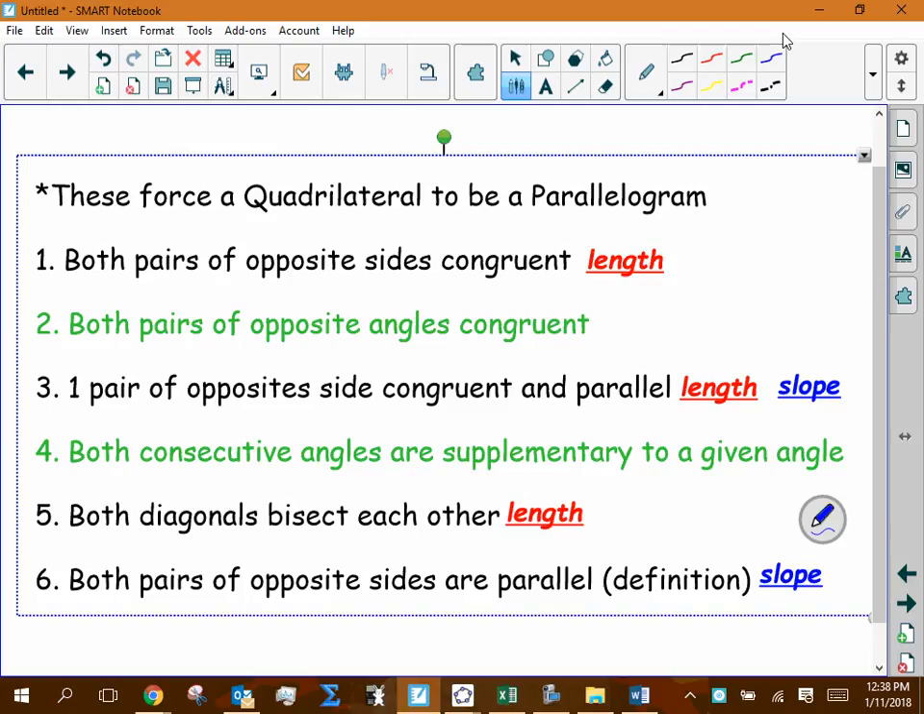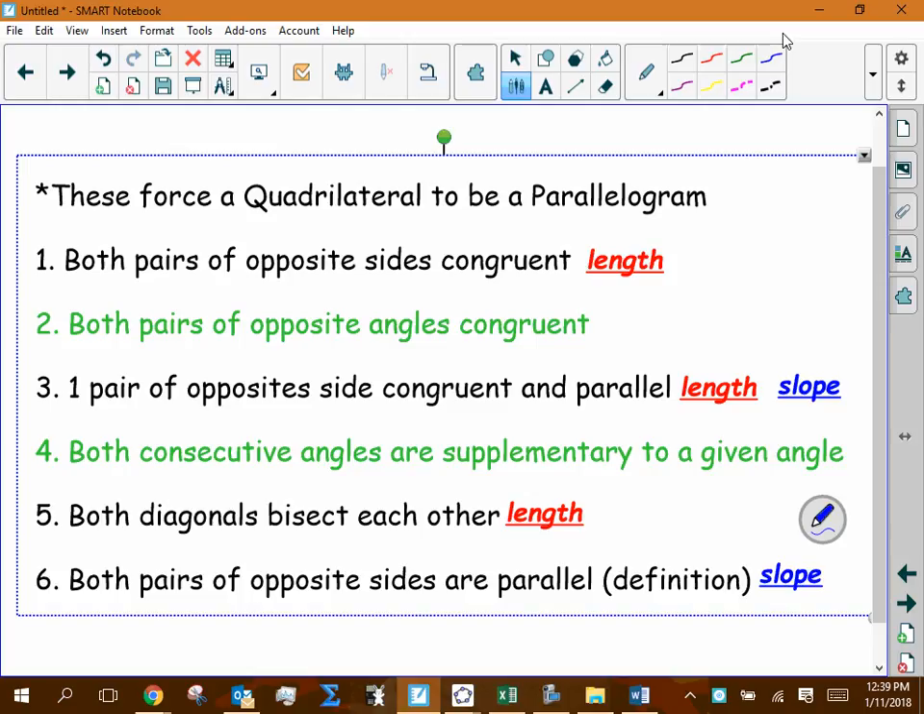Okay, and then statement number 6 says both pairs of opposite sides are parallel. That's the only geometry concept that we're interested in there. So parallel means slope again. So that statement would just focus solely on the slope formula.